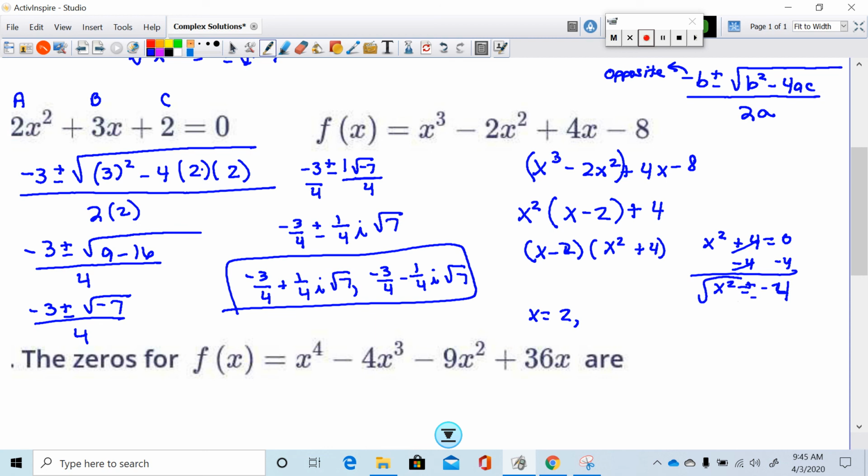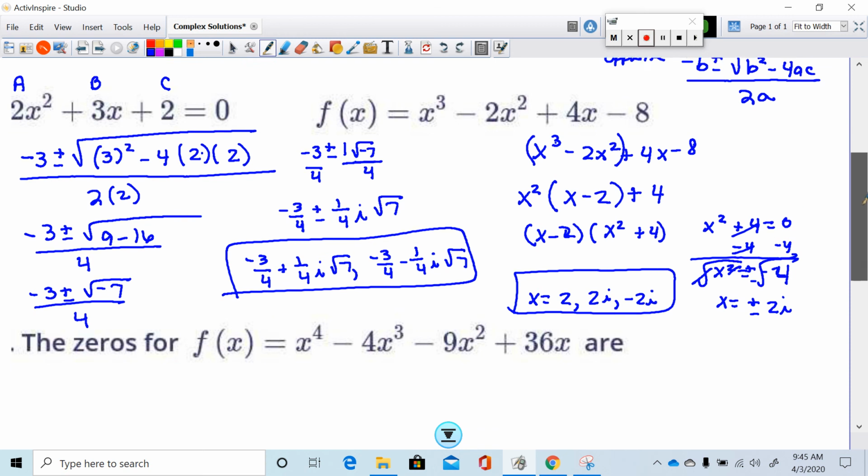Take plus or minus the square root. Opposites cancel. So x equals, okay, plus or minus, the square root of 4 is 2, and because of the negative, you've got an imaginary component. So I've got a positive 2i and a negative 2i, and that is the answer to this function up here.